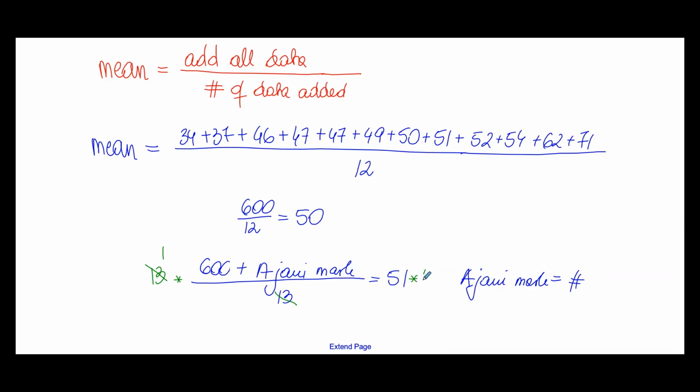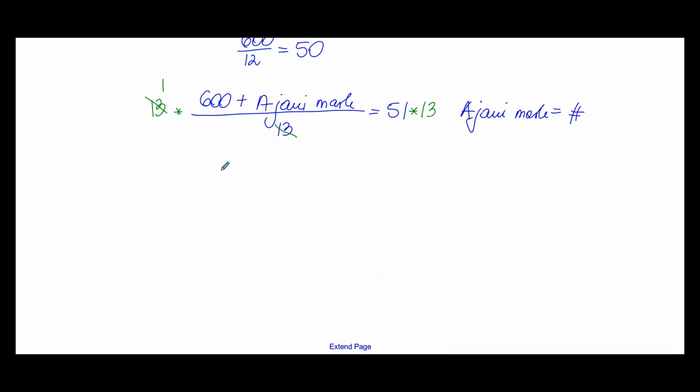But if I multiply one side of the equation, I have to multiply the other side of the equation. So therefore, I am left with 600 and Anjani's mark. And on the other side, I can put that in the calculator and find out what 51 multiplied by 13 is. So this is where I'm going with my calculation.